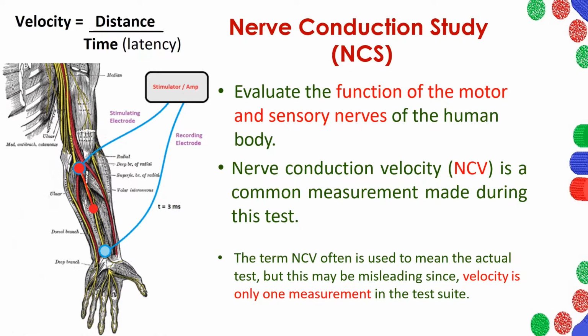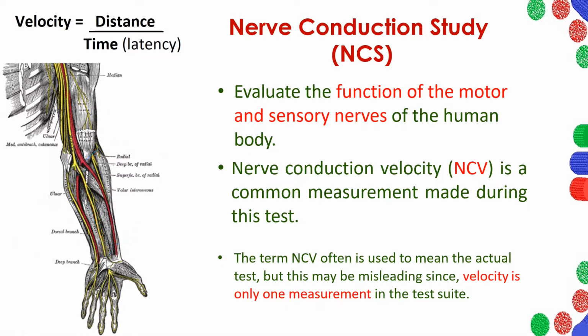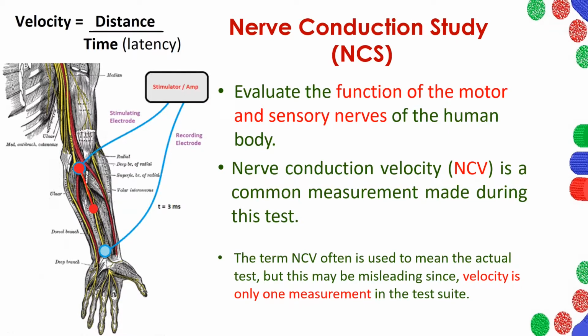So nerve conduction study is a battery of investigations to evaluate the function of motor and sensory nerves in the human body. Usually when the physician prescribes this kind of investigation they write NCV, which represents nerve conduction velocity. But you have to keep in mind that nerve conduction velocity is just one of a series of investigations found in the nerve conduction study. So nerve conduction study is a large set containing a number of laboratory investigations. Out of that, the NCV is the most important one.